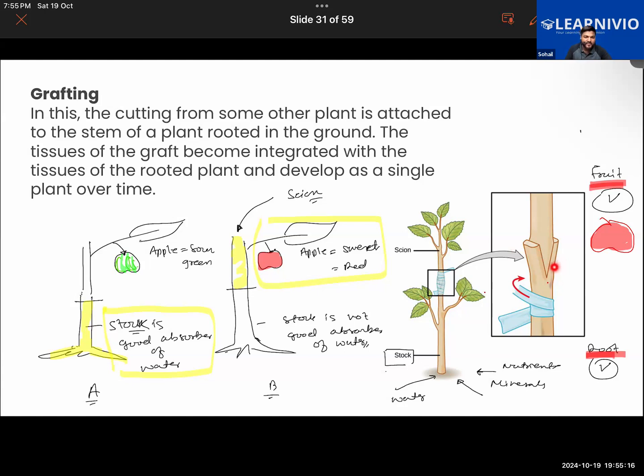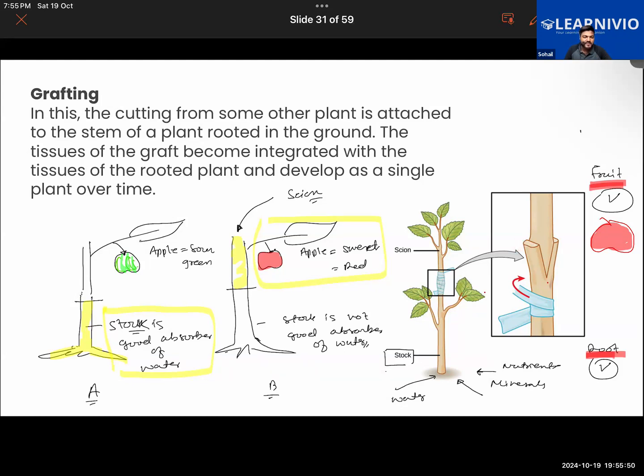You don't have to wait for almost a year to get fruit from the new plant. Getting my point now? If you were to grow the plant from the seed, it will take about one or more than one year to get the fruit, depending upon the plant also. But in this case, you don't have to wait for about a year or more to get the fruit. Also, we are able to grow fruits or vegetables of different varieties on one single plant.